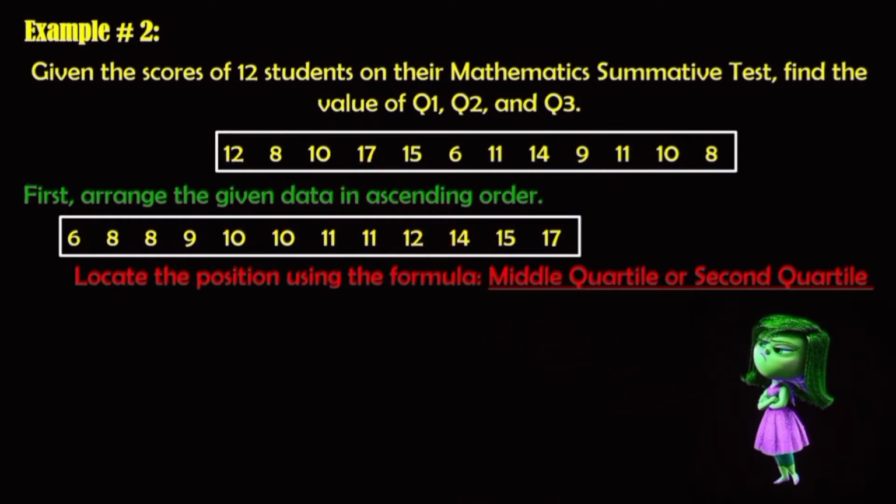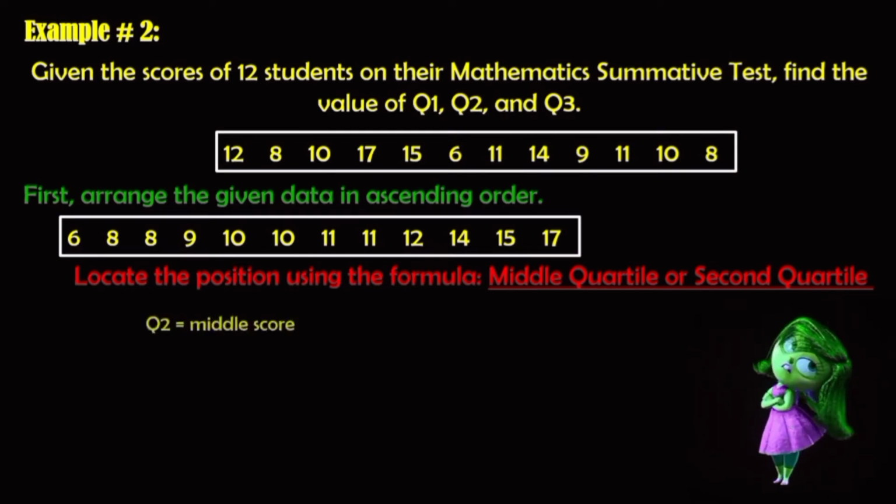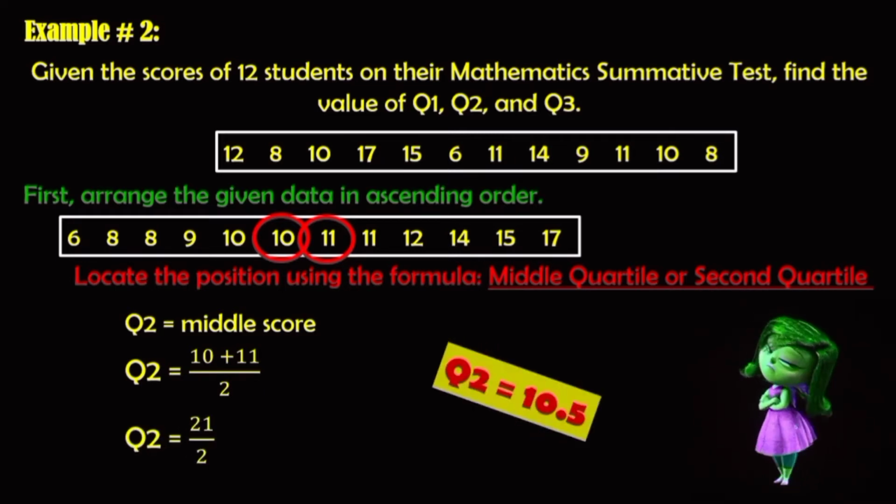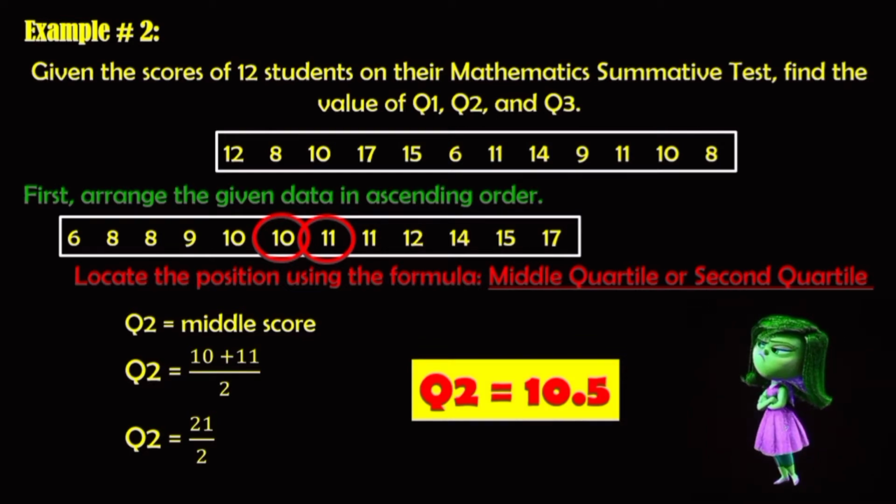Locate the position using the formula for the middle quartile or second quartile. Now here is the formula. Our middle scores are 10 and 11. 10 plus 11 divided by 2, we have 21 divided by 2. Our second quartile is 10.5.